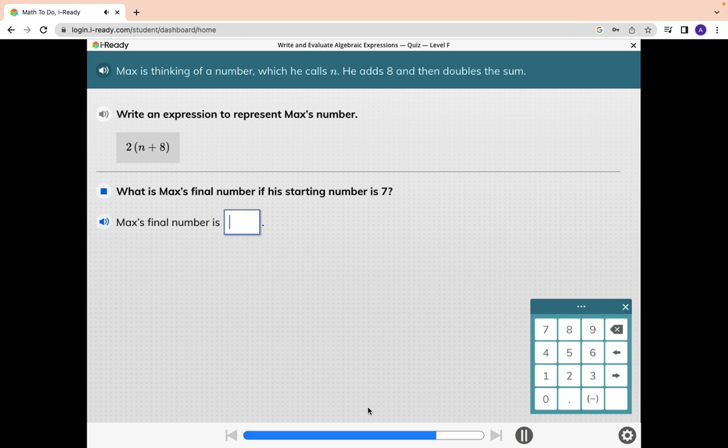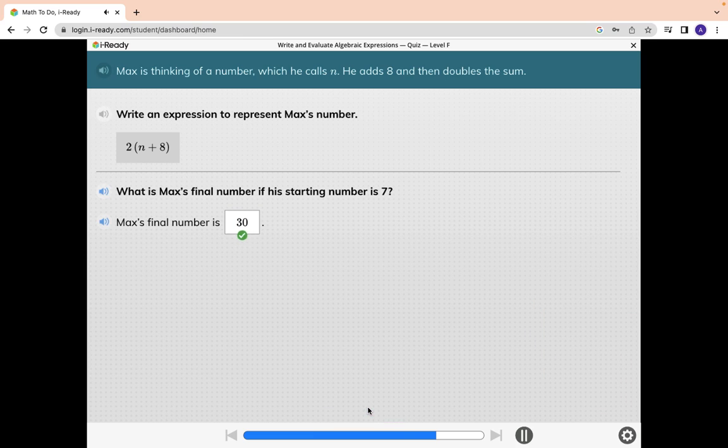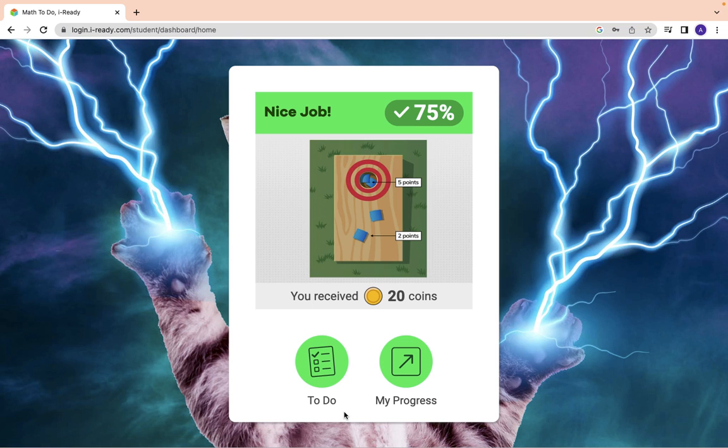What is Max's final number if his starting number is 7? So 7 plus 8 is 15, and 15 times 2 is 30. So it's 30. And we're finished.